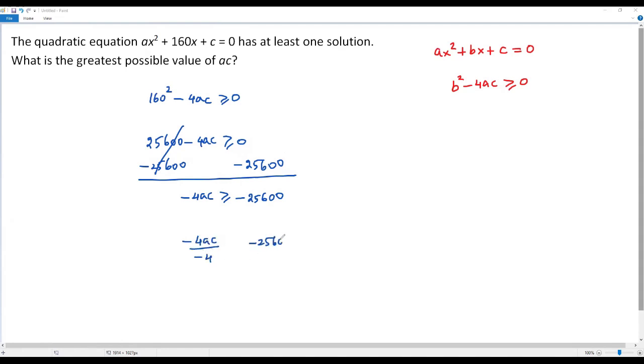Whenever we multiply or divide both sides of an inequality by the same negative value, we have to flip the inequality sign. In this one, we divide both sides by the same negative value, that is −4. So we have to flip this inequality sign from greater than or equal to, to less than or equal to. Here the −4 cancels out. I am getting ac on the left side less than or equal to, and the negatives cancel out. When I divide 25,600 by 4, I am getting 6,400. The value of ac can be 6,400 or less than 6,400. Therefore, the greatest possible value of ac is 6,400.